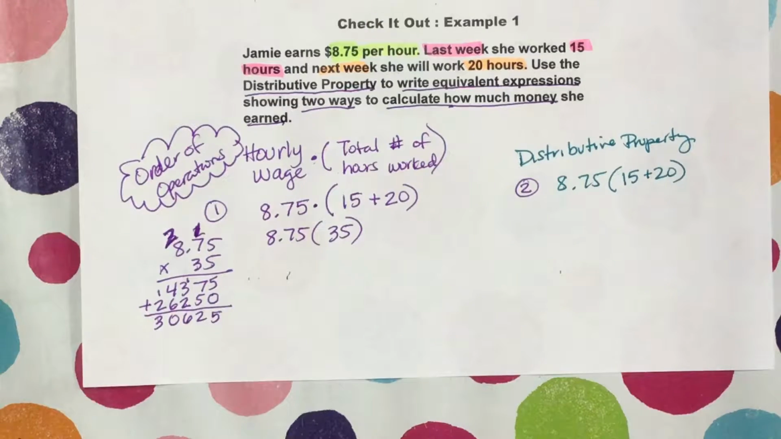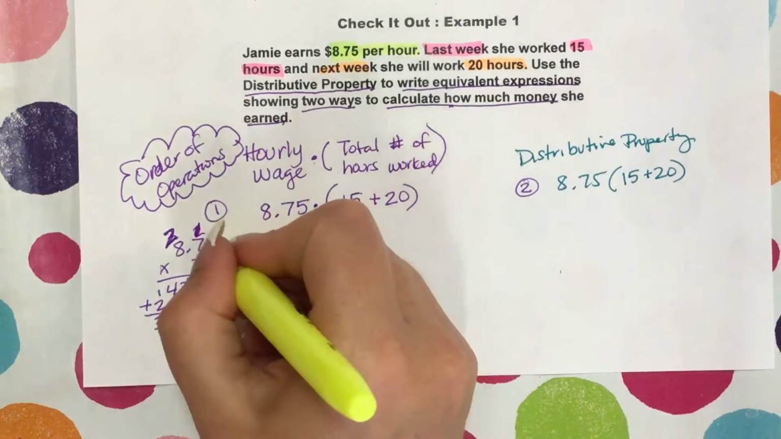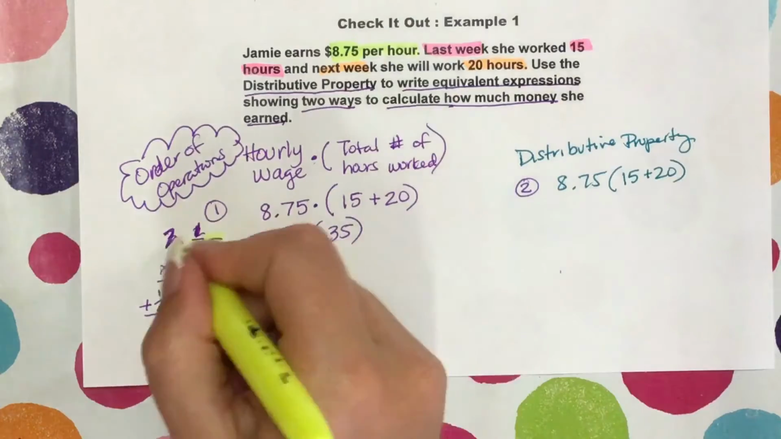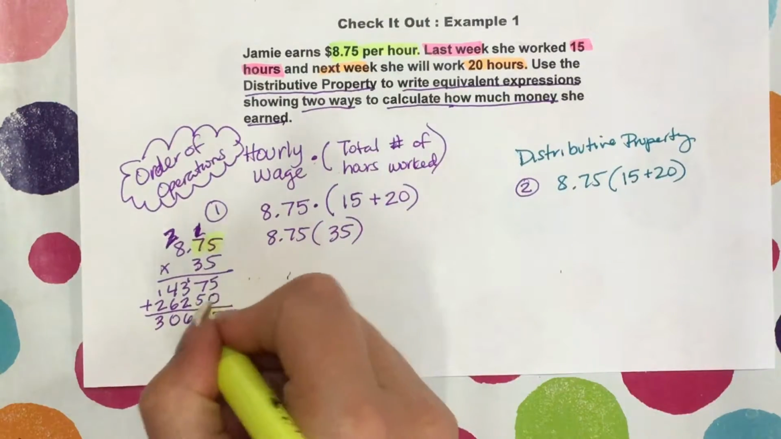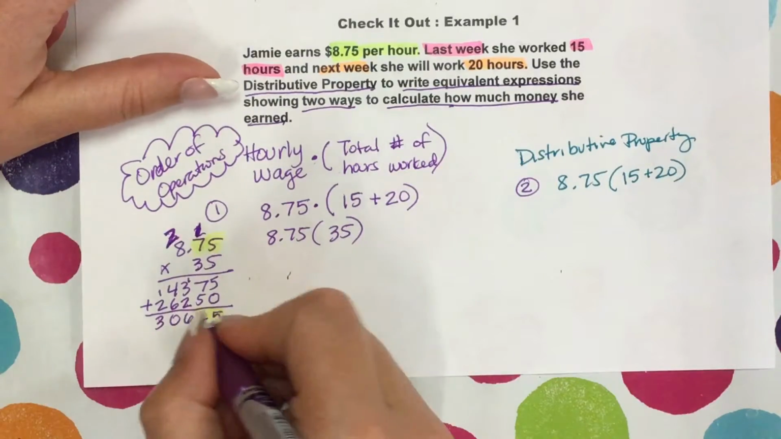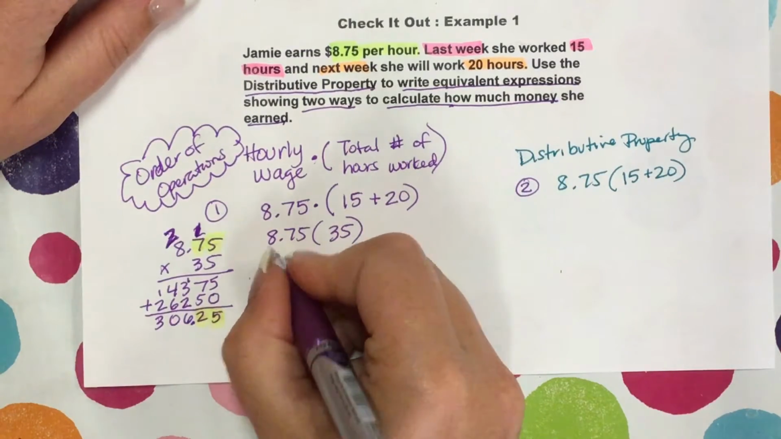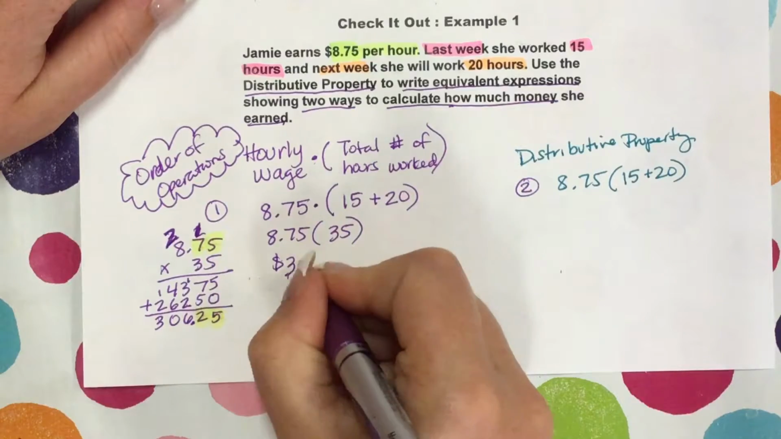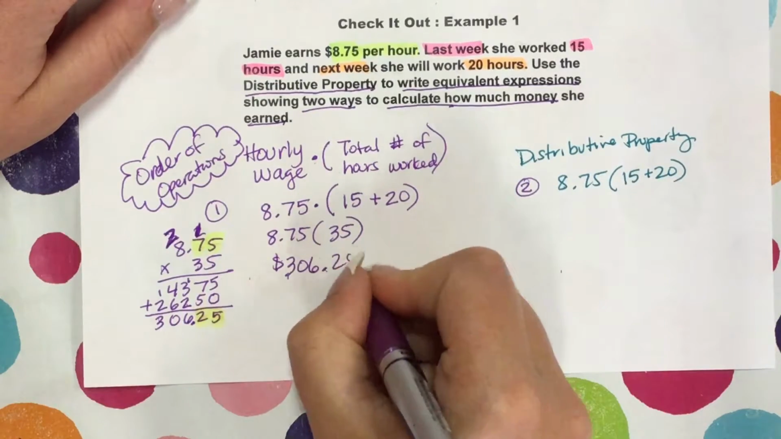So I'm very, very close. I just need to figure out where to put that decimal. There's 2 places in the original problem. That means my answer is going to have 2 places. So I put it right there between the 6 and the 2. So this ends up being, my total earnings would be $306.25.